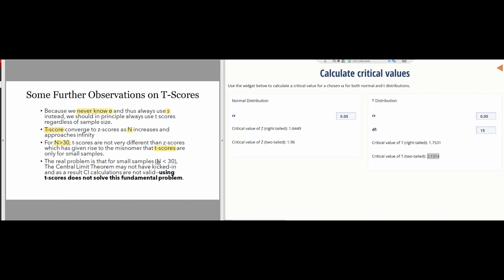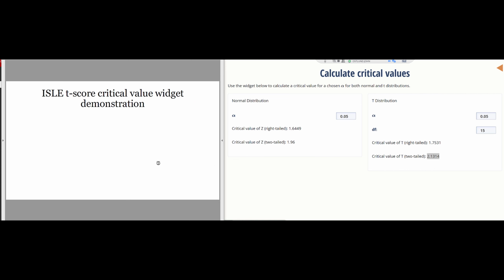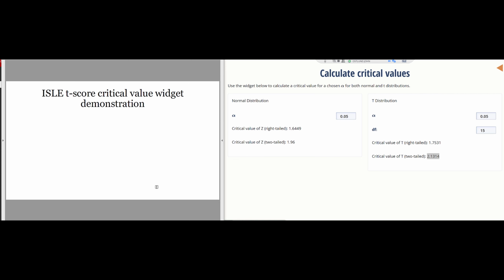Unless collecting data is enormously expensive, I think you're a lot better off just assuming that you ought to be using 100 as your kind of minimum safe sample size if you want to just use z-scores rather than t-scores. My opinion. You can ignore me.